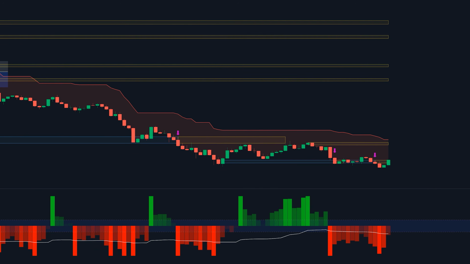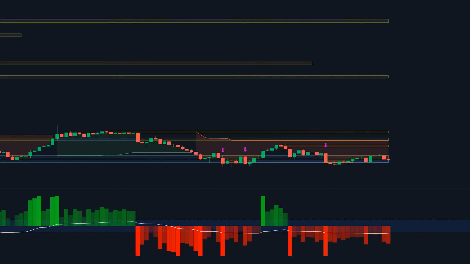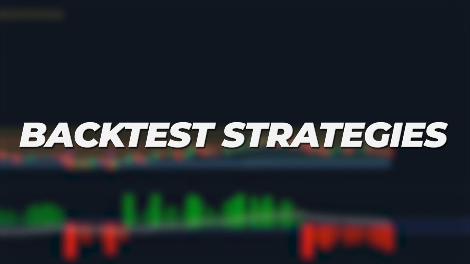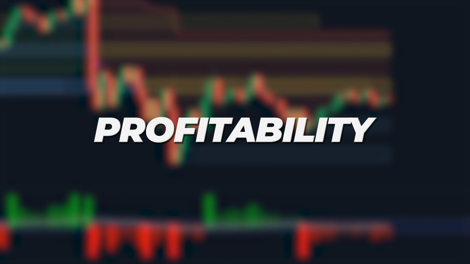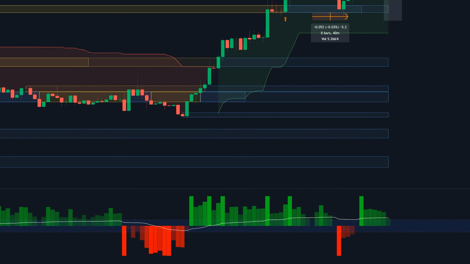In summary, this strategy utilizes the Bjorgum Key Levels Indicator to pinpoint optimal entry points for both long and short positions. Key levels, once breached, signal trades aligned with market trends and momentum indicators. It's crucial to backtest strategies, including this one, to verify long-term profitability. We conducted a simple backtest of this strategy, and the results suggest it is highly effective.